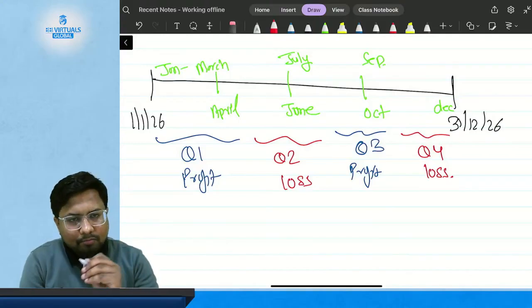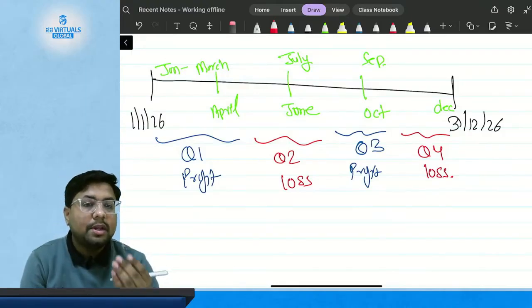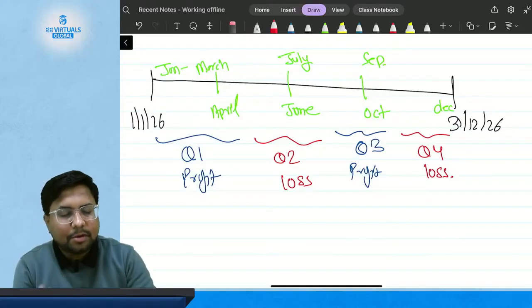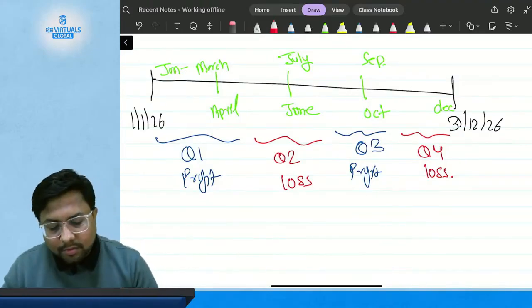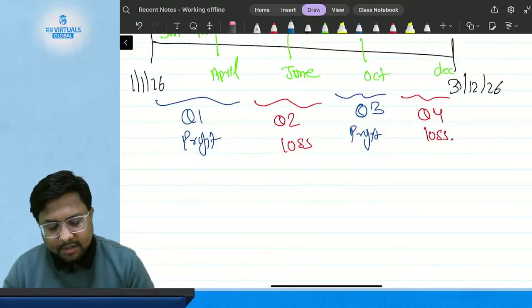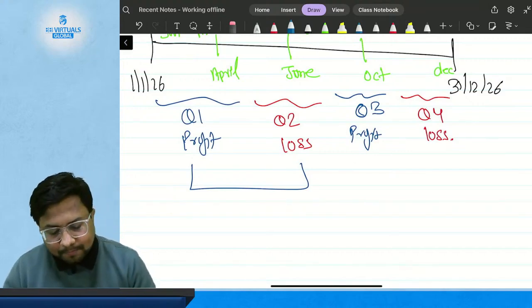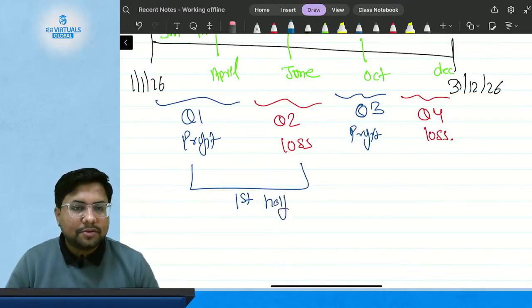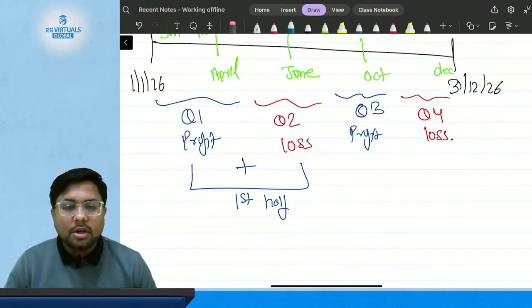So the statement of profit or loss does not concern a particular date or a particular point of time. It is concerned with a particular period. So these are separate periods. Quarter one is a separate period, quarter two is a separate period, quarter three is a separate period, quarter four is a separate period. Okay, so this is my periodic period. Suppose now I say give me the statement of financial performance for the first half of the year. So what is my first half of the year? Quarter 1 plus quarter 2.